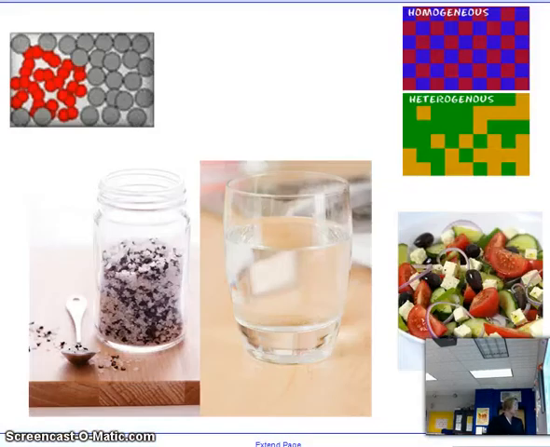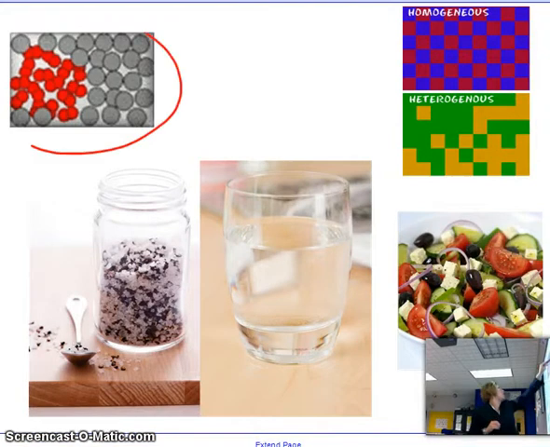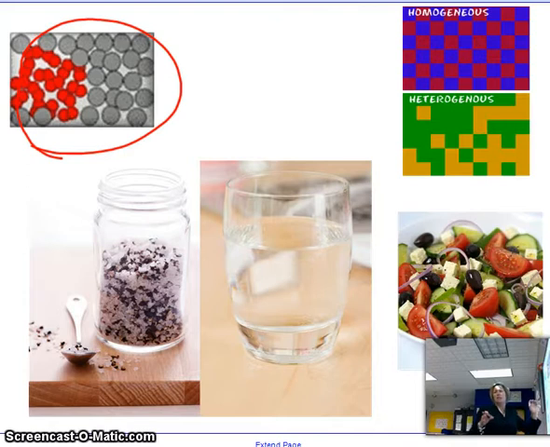So I have some pictures here for you of some mixtures. You can see up here, this one, there's different atoms, so there's more than one kind of atom, and you can see that it's not uniform. So the red is not evenly dispersed throughout the gray. This is an example of a heterogeneous mixture.